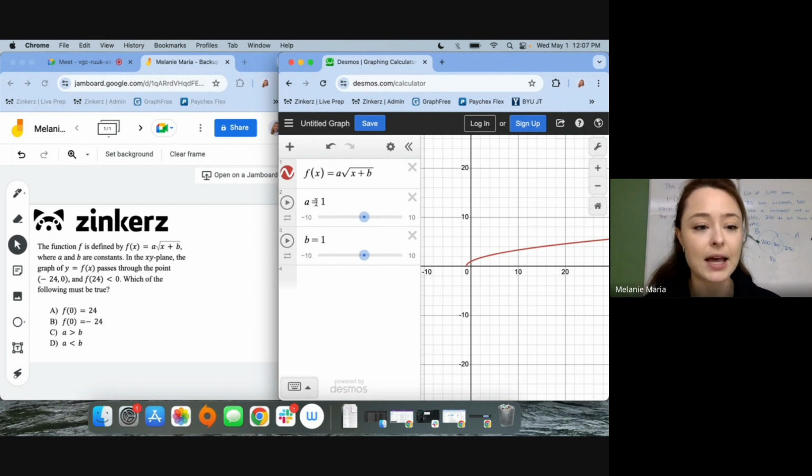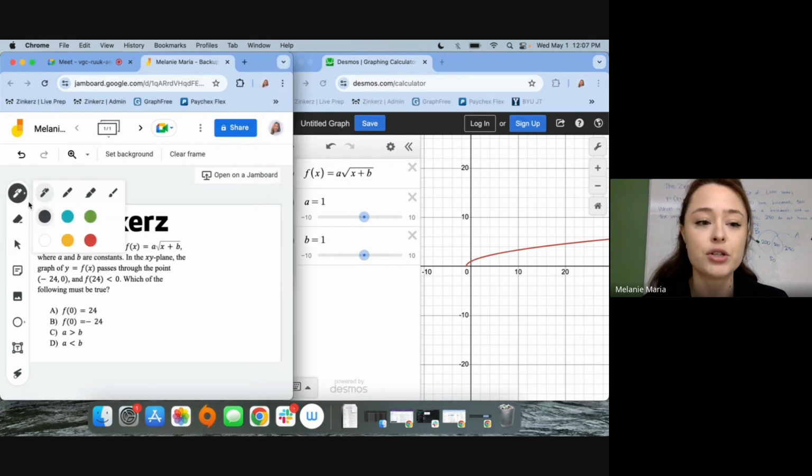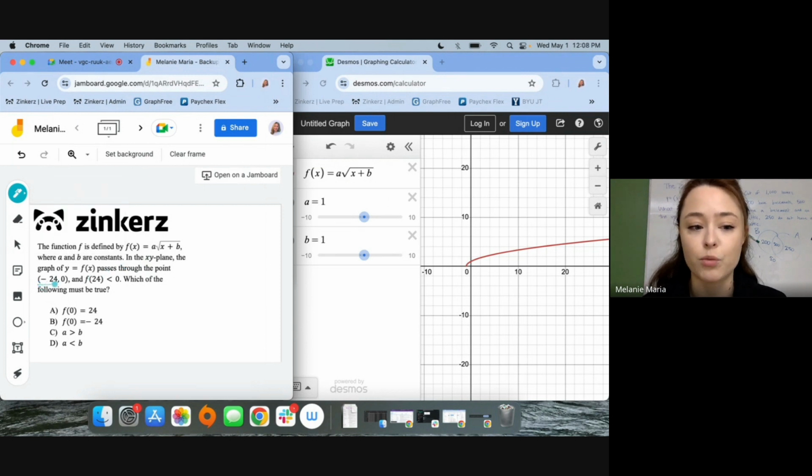I'm also noticing that my question here is giving me some other pieces of information. So I may not know what a and b are exactly, but I do know that the graph, for whatever these values are, has to pass through this point here, negative 24, 0. And I also know that f of 24 has to be less than 0, has to be negative. So these are the two constraints that I'm working with in order to hopefully match a true statement with one of these answer choices here.